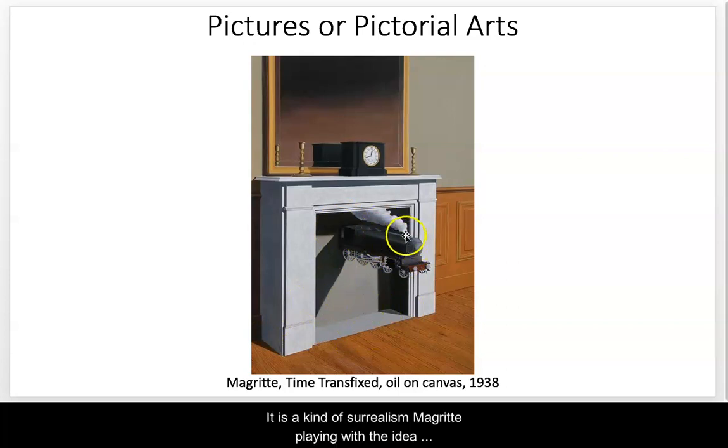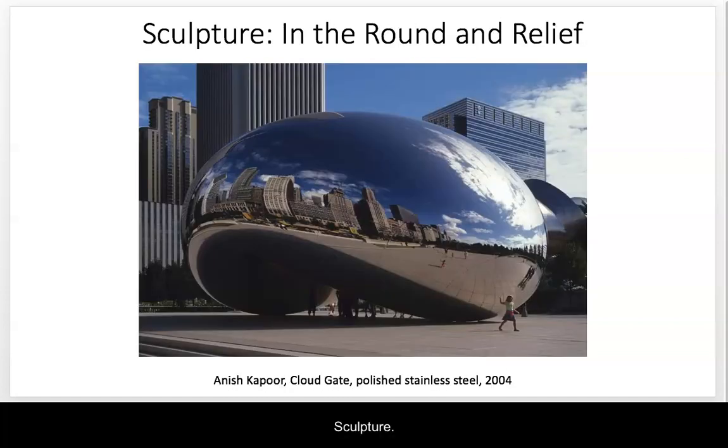Very kind of surrealism. Magritte's playing with the idea of smoke and chimneys and depth in the clock. But if we were in front of this painting and in front of this screen, if we try to push into it, there's no actual depth. It's an illusion, right? Pretty simple idea, but just want to point that out as part of what pictures or pictorial arts are. Sculpture. This has height, width, and depth.